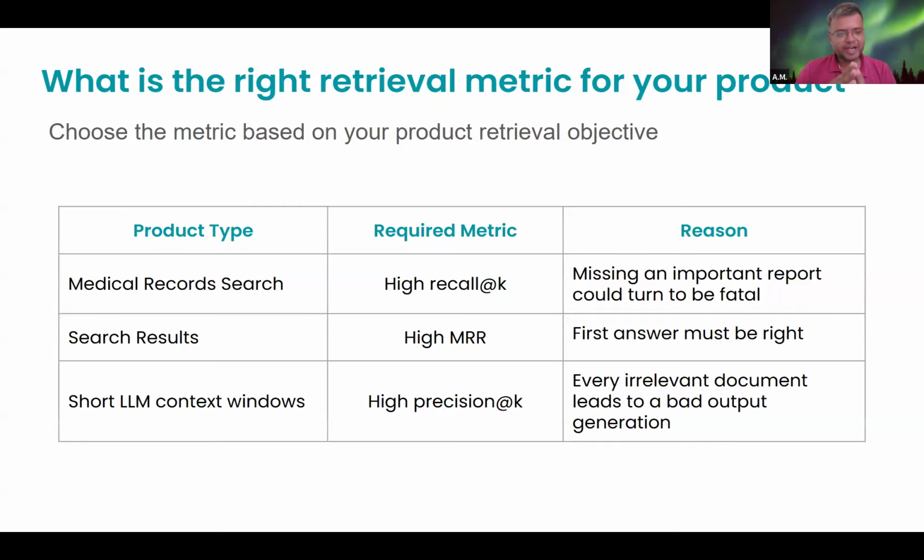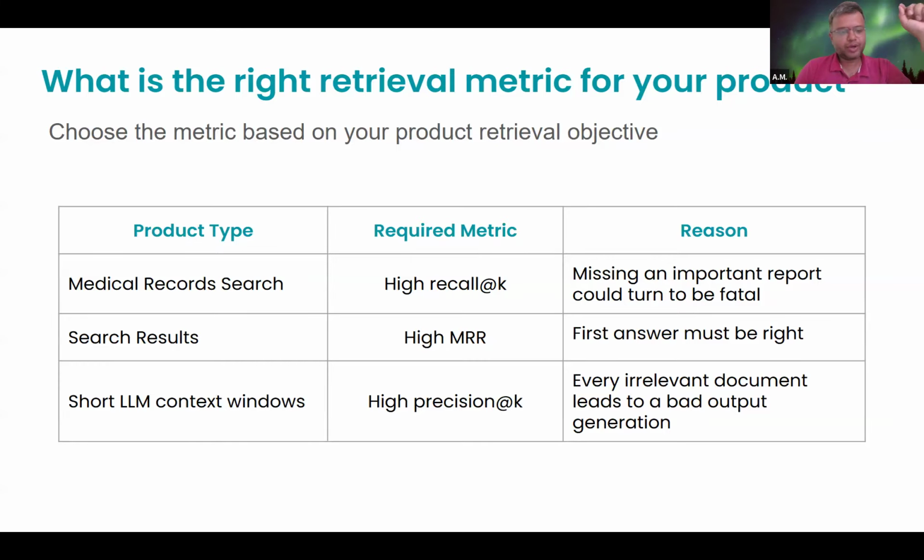For example, if somebody is trying to search medical records, you should focus a lot upon high recall at k as a metric, because if you miss out on an important report, the entire outcome could turn out to be very, very fatal for the user. If the nature of the product is to get certain search results and surface them back to the users, your focus should be to create a system where the MRR is really, really high, because the entire success of your product depends upon how well you are able to surface the right answer to the user's query.